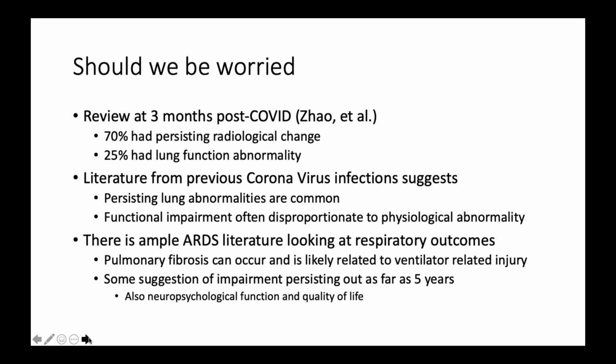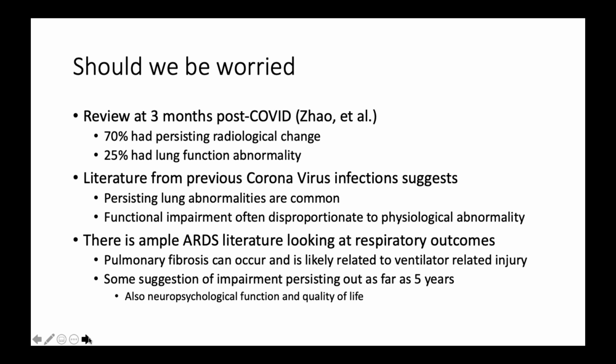We know from the SARS and MERS outbreaks that persisting lung function abnormalities are common. They're often mild. They can be a range of things, but most commonly a reduction in diffusion capacity. But the functional impairment is often disproportionate to the physiological abnormality. And what's probably more important to everyone is managing the symptoms rather than necessarily a mild physiological or measured abnormality.